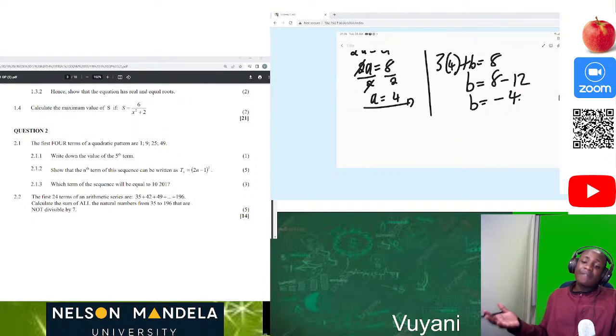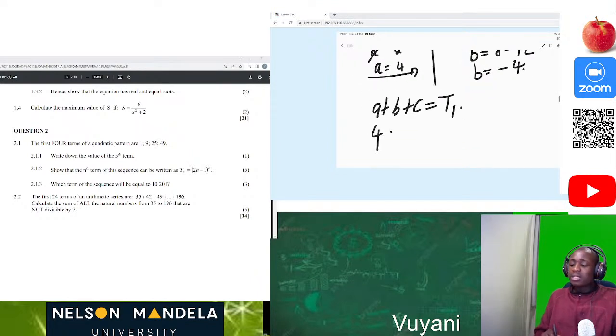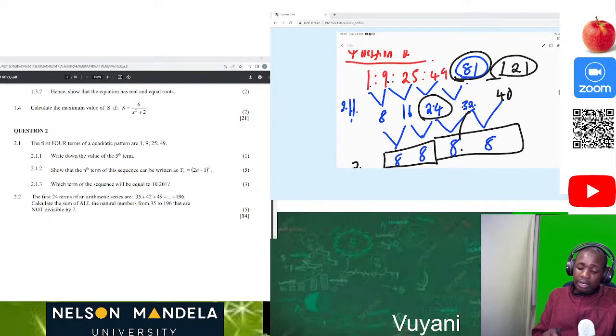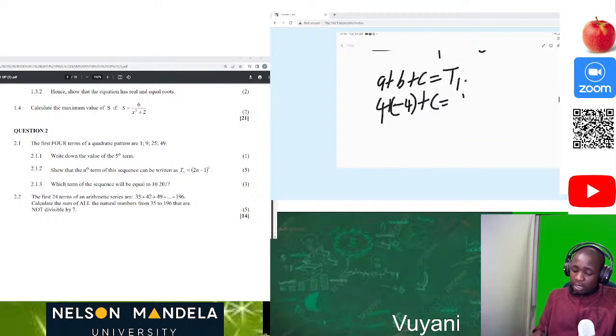Now we want the value of c. a plus b plus c is equal to t1. What was our a? It's 4. What is our b? It's negative 4. Let's just say plus, then we put that negative in brackets, plus c is equal to, what is our t1? Our t1, which is term number 1, it's 1. So we write down our 1 there. Then our c will be equal to 1.